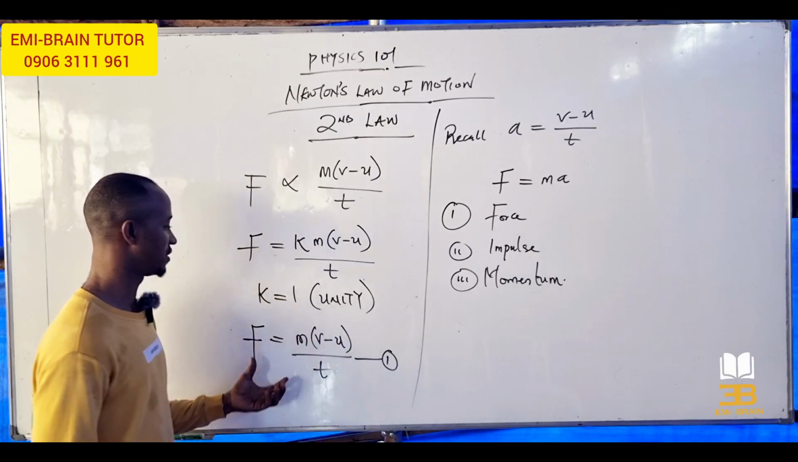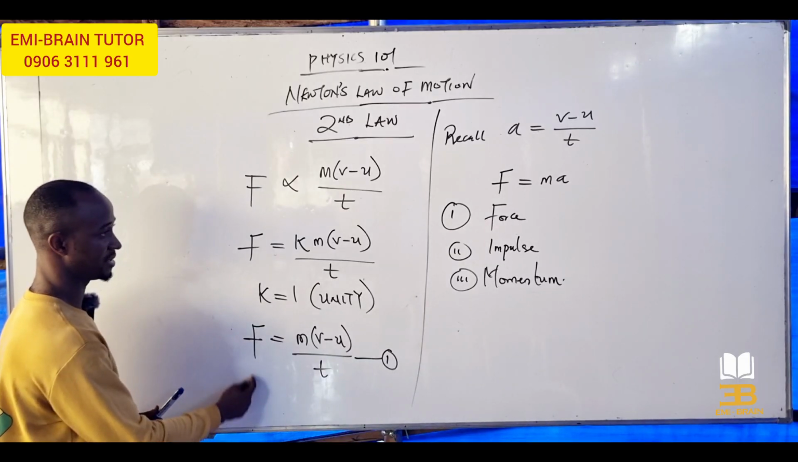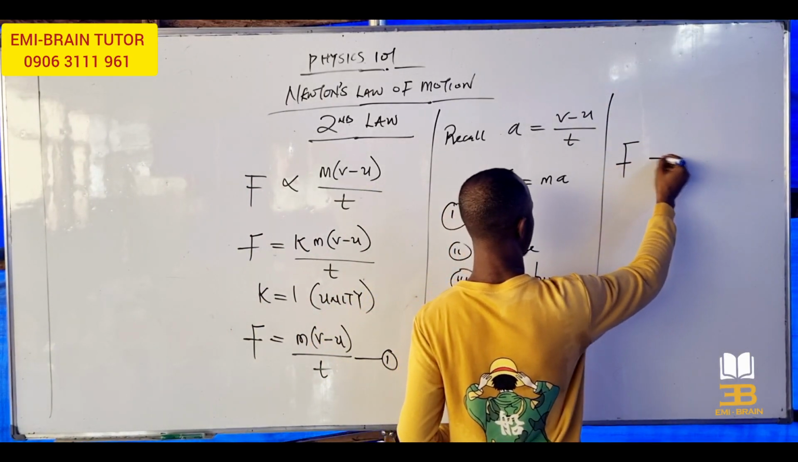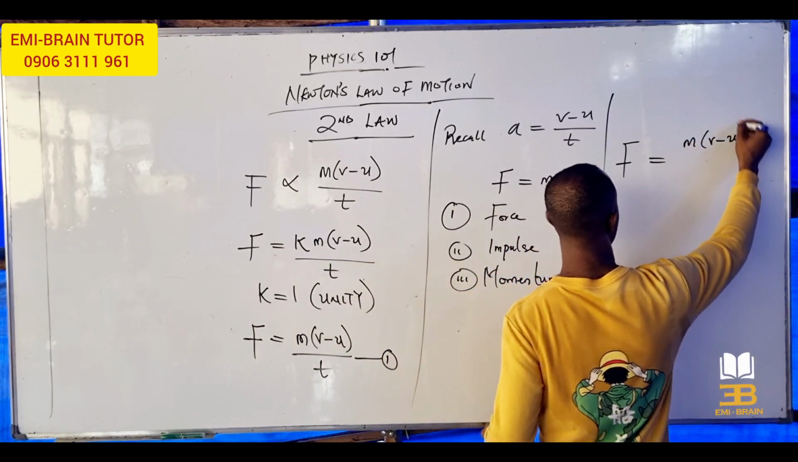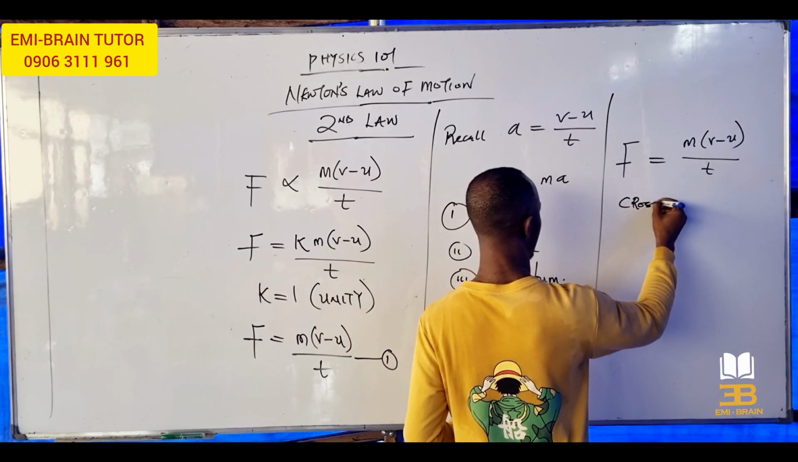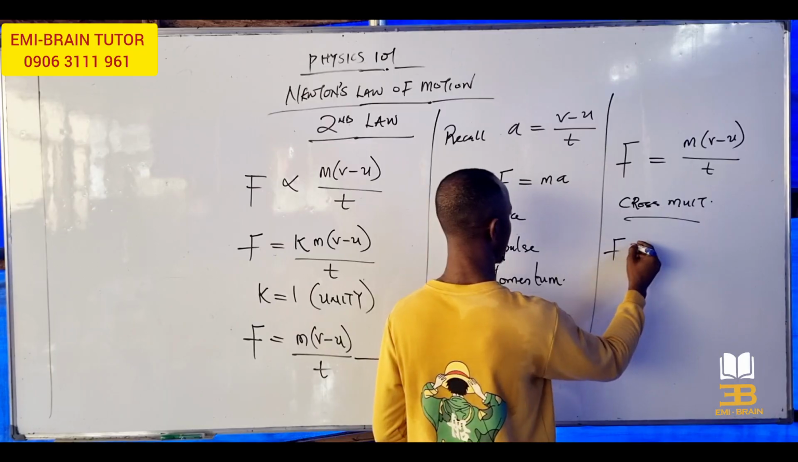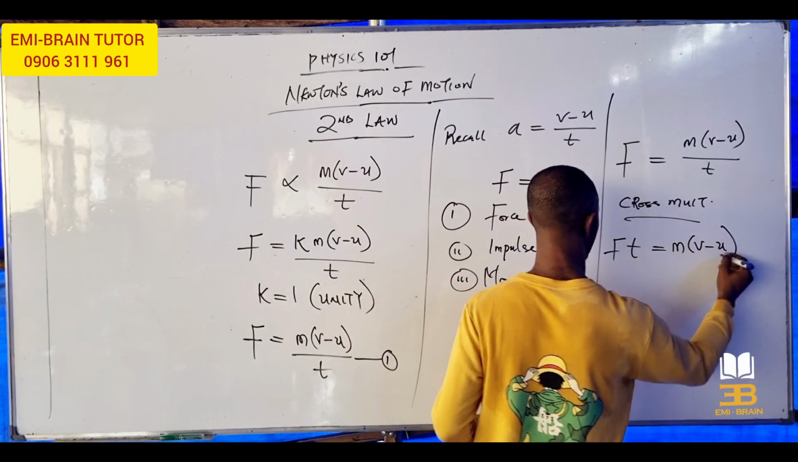From equation 1 we have here, if we are saying that force is equal to mass times change in velocity over time, then by the time we cross multiply this, what will this give us? Ft equals m(v minus u).